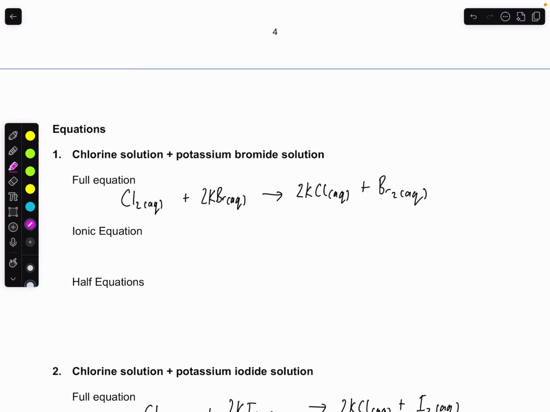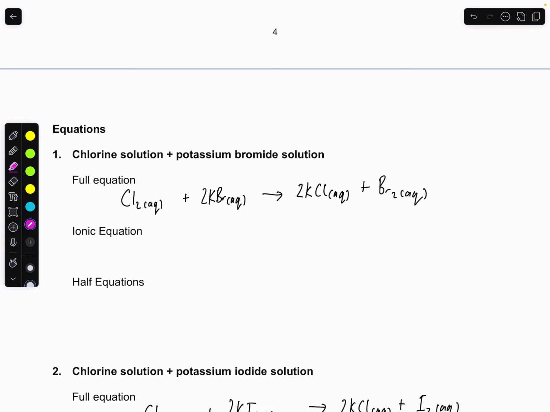In this video, we're going to look at writing equations for the reactions of the halogens with the halide ions, starting with chlorine reacting with bromide. So the full equation for the reaction: chlorine water, chlorine solution, reacting with the potassium bromide solution.